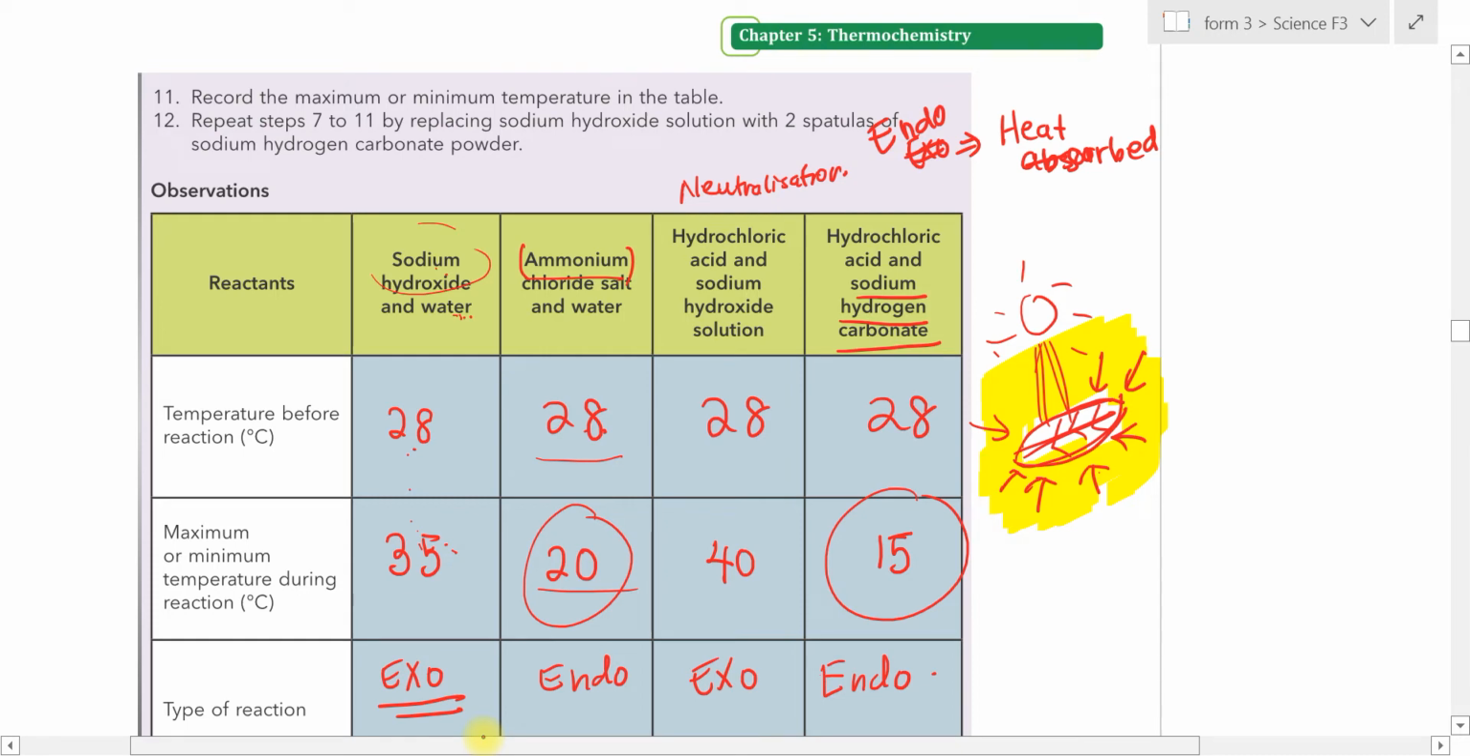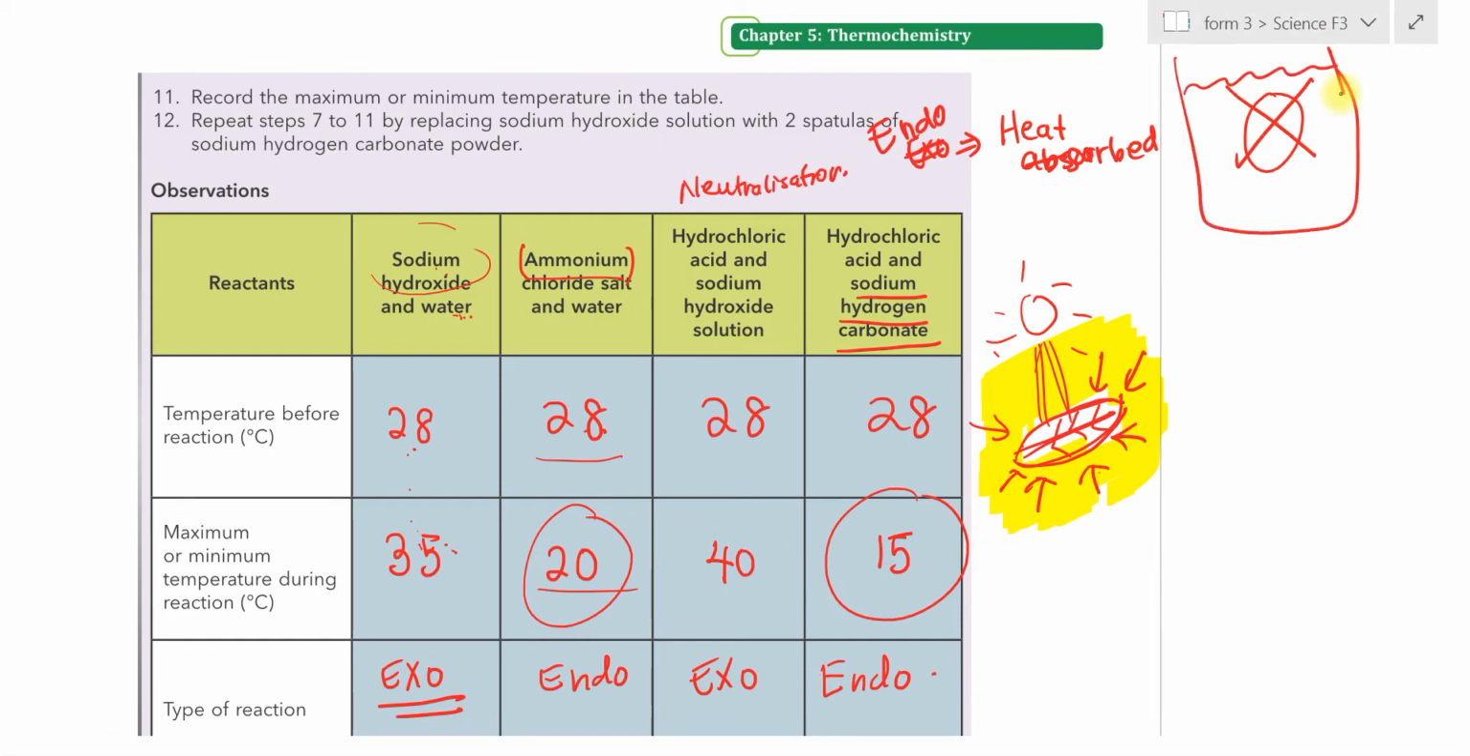If heat is absorbed, isn't it that the temperature should be higher? We are not talking about the chemical substance. We are talking about the temperature of the air or water, the surroundings, not the temperature of the substance. Don't misinterpret. We are talking about the surroundings, not the chemical substance itself. So heat is absorbed by this chemical substance, so the surroundings become cold. So endothermic.